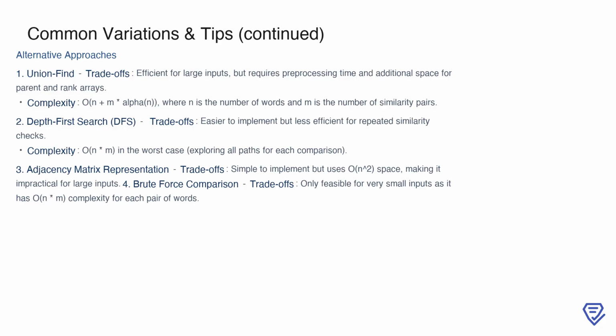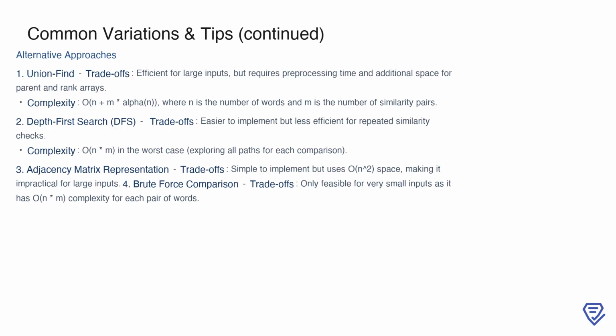Depth first search, or DFS, is another option. It's often easier to implement but performs poorly when repeated similarity checks are required, as it explores all paths for each comparison. The complexity here can reach O(n * m) in the worst case. If simplicity is your priority, adjacency matrix representation is straightforward but comes at the cost of O(n squared) space, which is impractical for handling larger inputs.